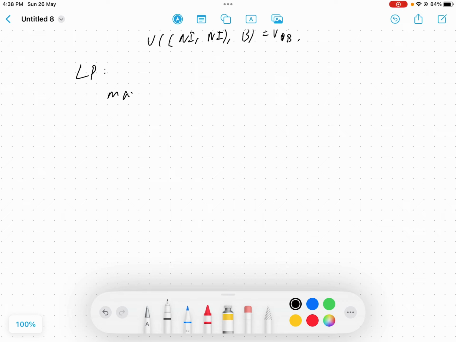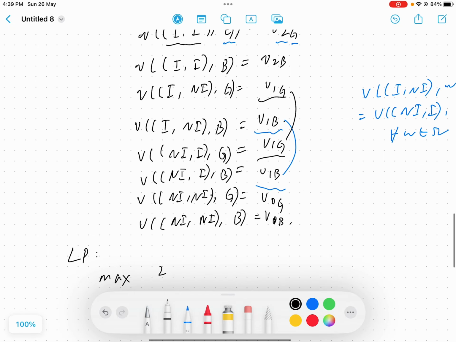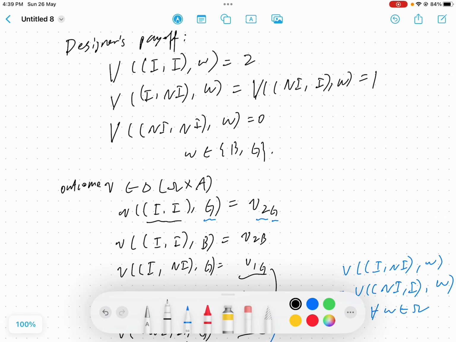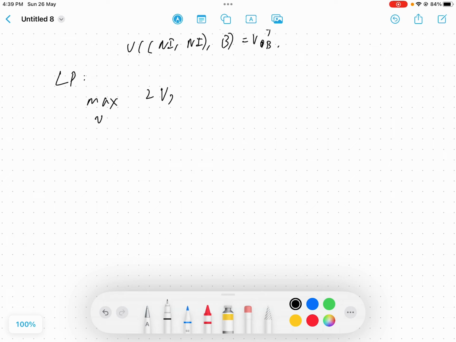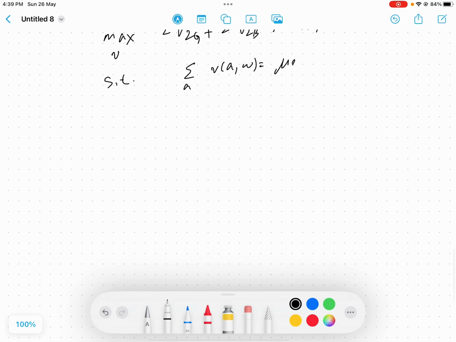So our linear programming is the maximization by choosing the v's. So what are the v's here? So here the utilities, okay. If we just multiply those v's by the designer's payoffs, what we get is 2 V2G plus 2 V2B plus 2 V1G plus V1B. Okay. So the first constraint is the consistency, right? So it's the summation over a of v(a, omega) is mu naught. Okay, we're pretty familiar with that.